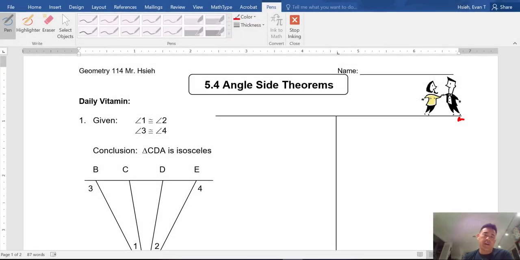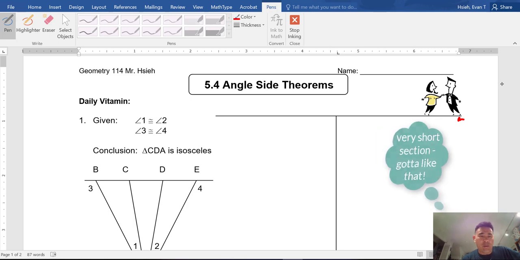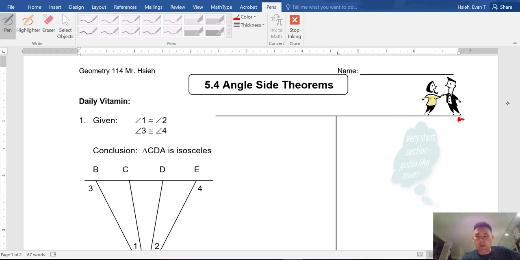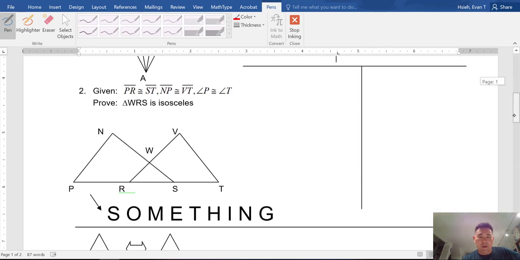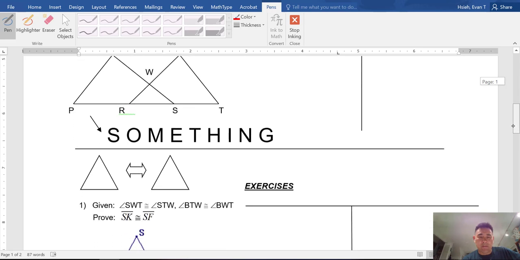Okay, section 4 here is one of the easier sections in this chapter. There's really only one theorem, and it's just a matter of recognizing it and seeing it in these problems. So the theorem is all the way right here.